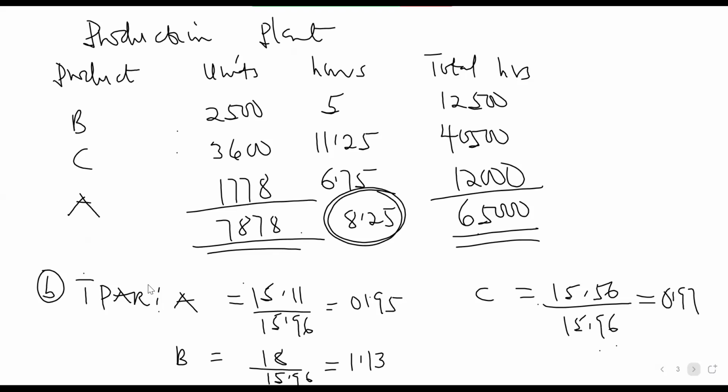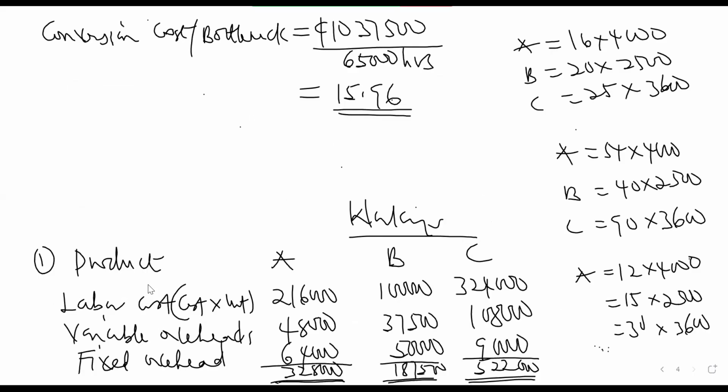Okay, so you can see that even if we are using the throughput accounting ratio to rank, this will still be the first one, this will still be the second one, and this will still be the third one. Okay, so that is all about this question. But let me come and do what I was saying.